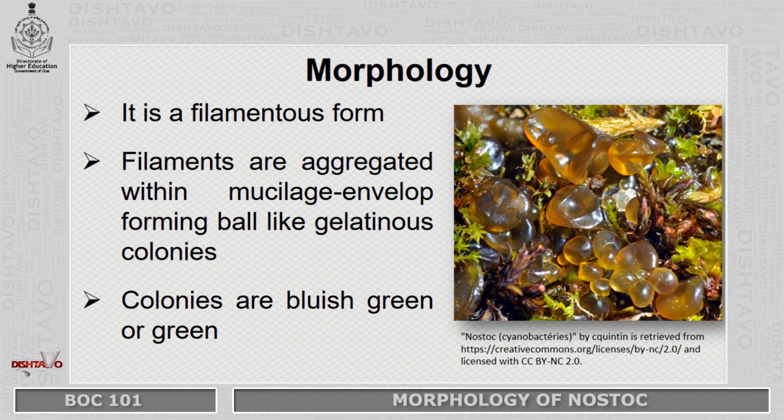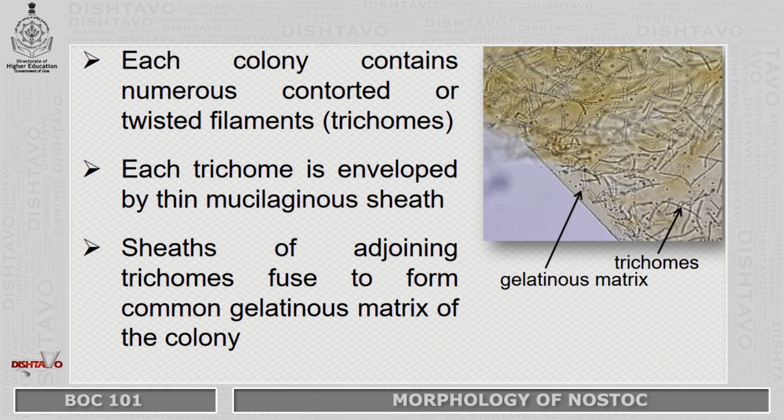Coming to the morphology of Nostoc, it is a filamentous form, and these filaments are aggregated within a mucilage envelope, forming a ball-like colony. You can see here the ball-like structure of this Nostoc colony, and these colonies are either bluish green or green in color. Now each colony contains numerous contorted or twisted filaments. You can see there are many filaments embedded in the colony.